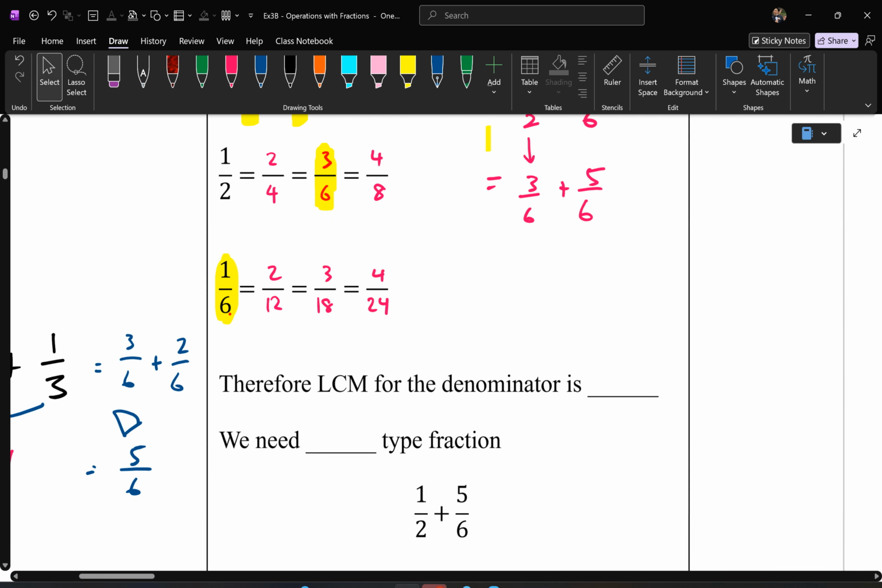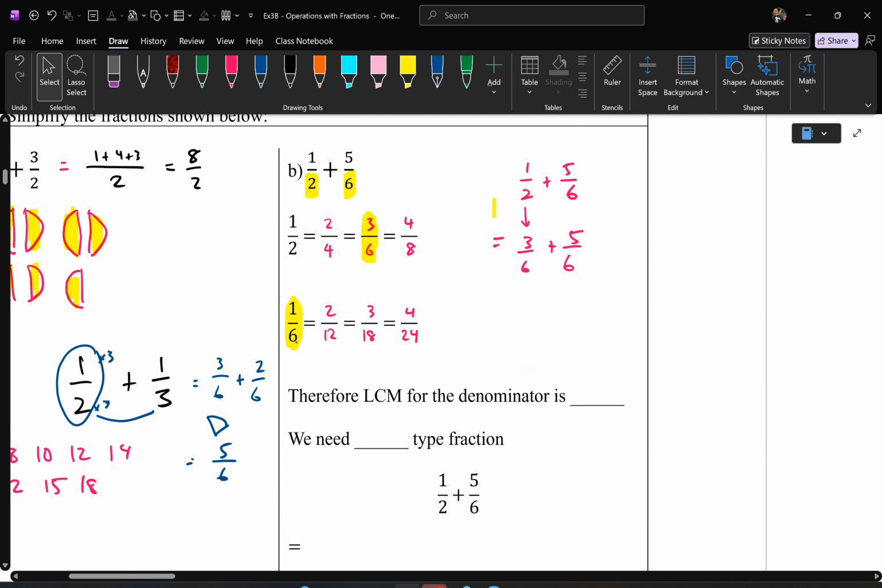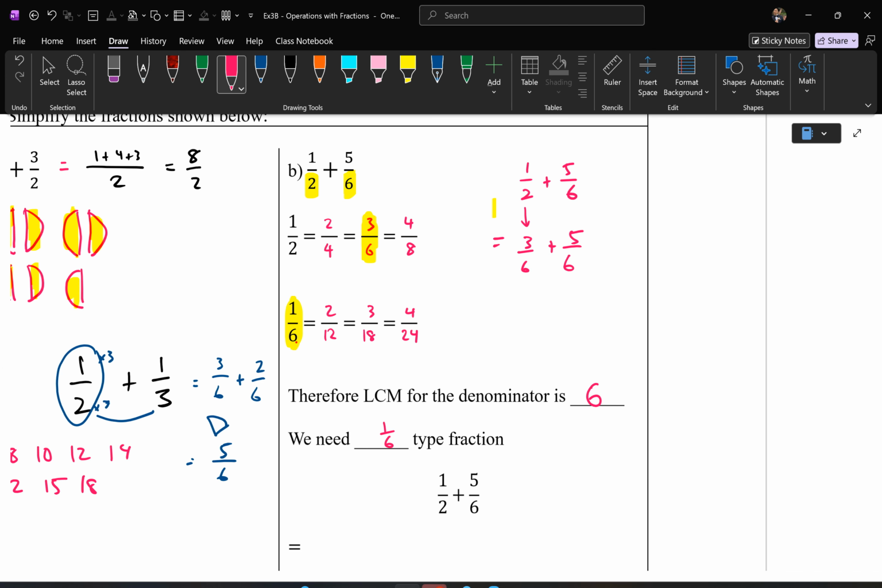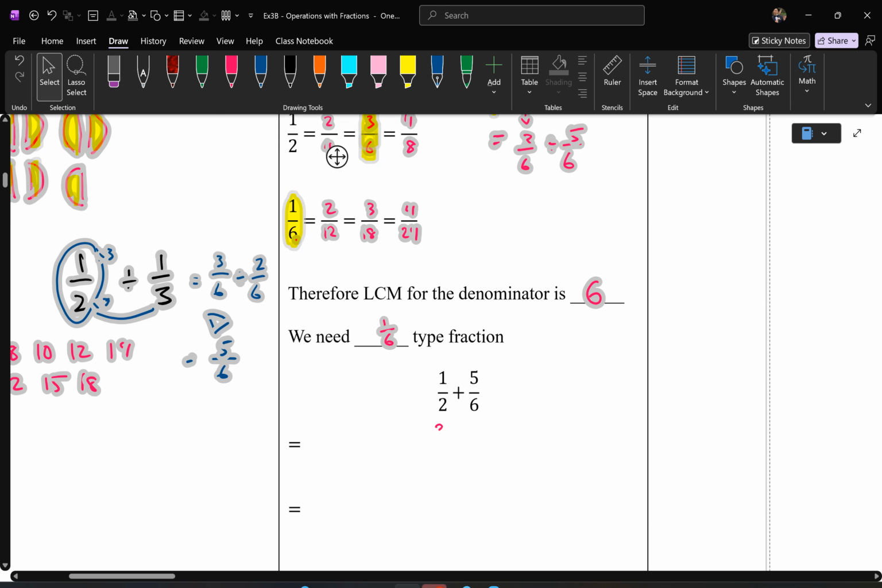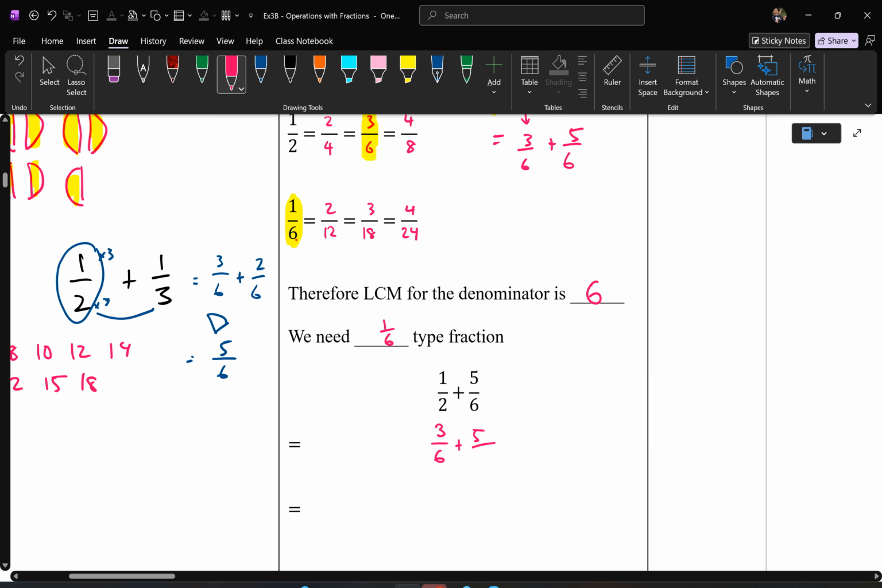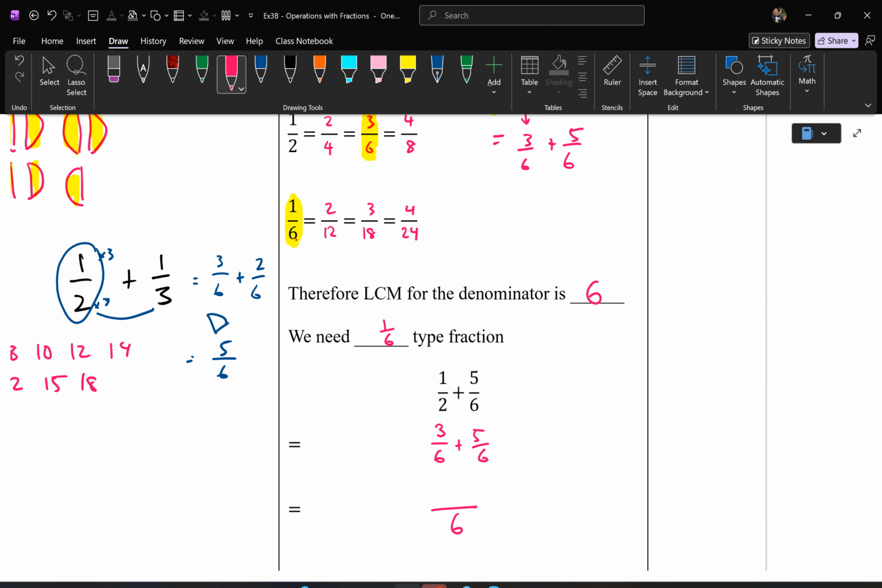So in your notes here, this is what I want you to write. LCM is 6. We need a 1/6 type fraction. We've got them. So here we go. 1/2 plus 5/6 is the same thing as writing 3/6 plus 5/6. So together, how many 6s do I have? 8. So you do 3 plus 5.